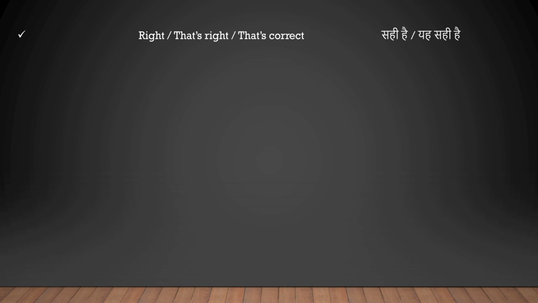So after this, the right sign means right, yeah, that's right, or that's correct. In Hindi, it translates to सही है या यह सही है. Then right and question mark means is it right or is it correct. In Hindi it will translate to क्या ये सही है.